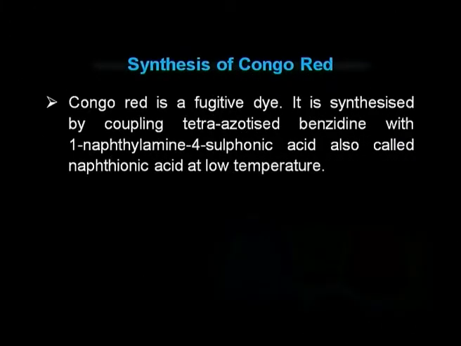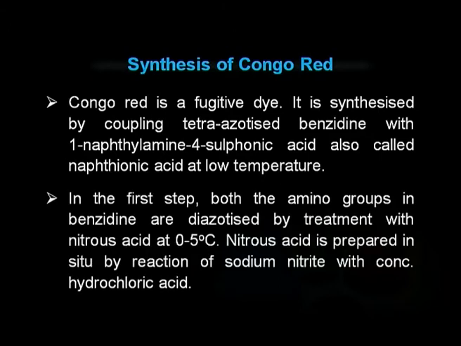We will now discuss the synthesis of Congo red. Congo red is again a fugitive dye, and it is synthesized by coupling tetraazotized benzidine with 1-naphthylamine 4-sulfonic acid, also called naphthionic acid, and this reaction is done at low temperature. In the first step, both amino groups in benzidine are diazotized by treatment with nitrous acid at about 0 to 5 degrees centigrade. Nitrous acid is prepared in situ by the reaction of sodium nitrite with concentrated hydrochloric acid.